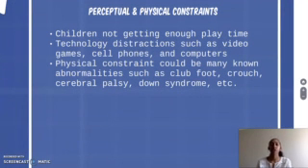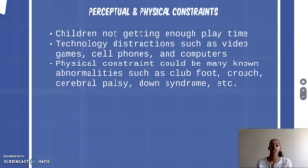So perceptual and physical constraints. Children not getting enough playtime. Playtime allows children to use those muscles and they get familiar with one another. They strengthen themselves, and we learn by doing.